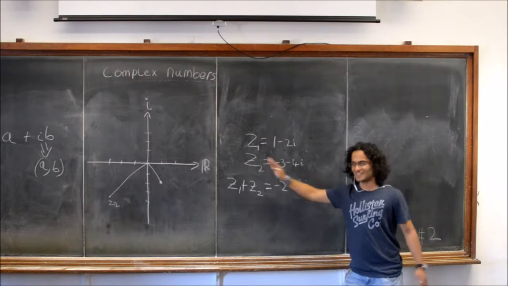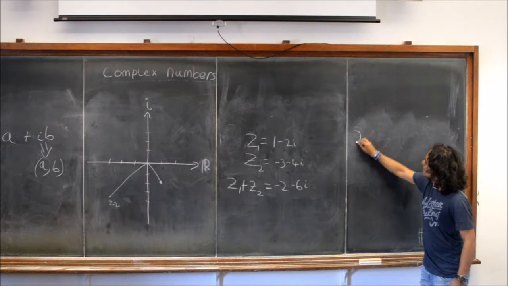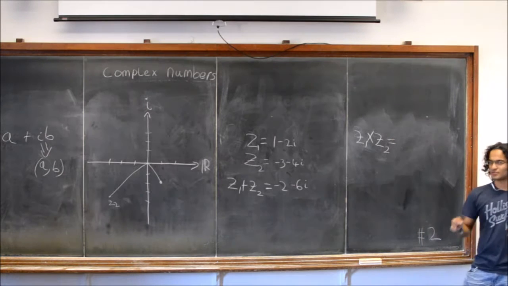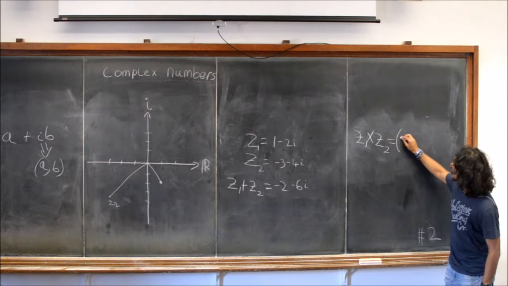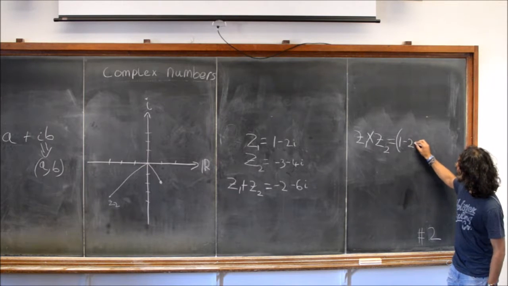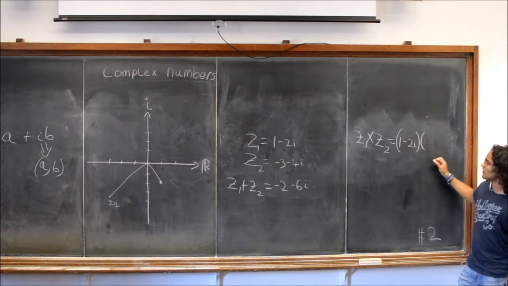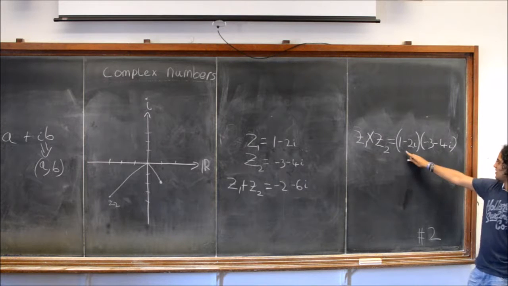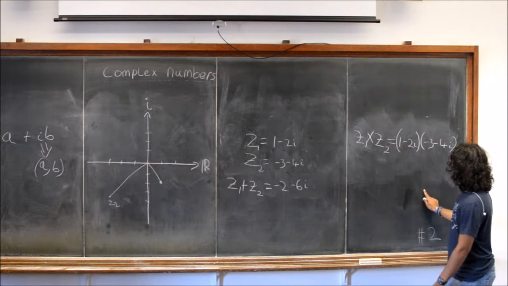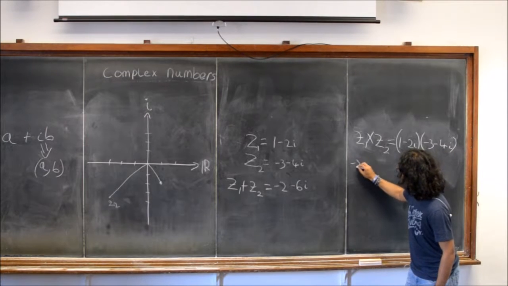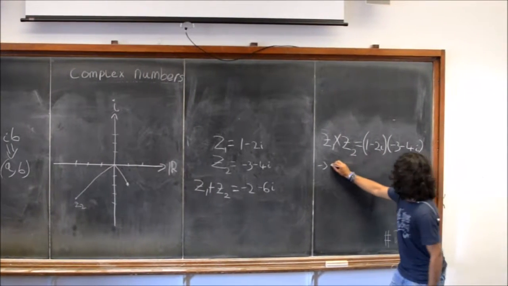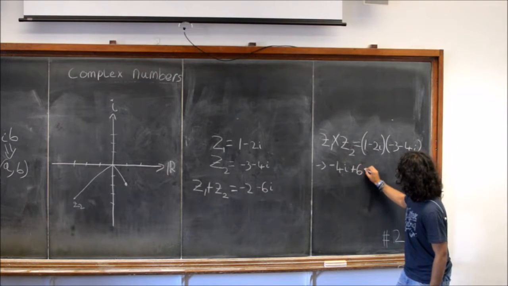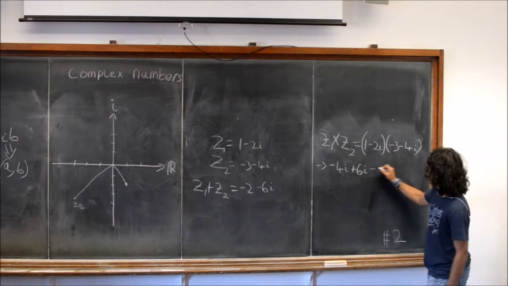Now let's multiply the two complex numbers, z1 and z2. We can't do it like we do with vectors. We have to do it slightly differently. We take our first complex number, z1, put it in brackets, and multiply it by our second complex number, also in brackets, kind of like a binomial expansion. So we multiply these two together and we get minus 3. These two together, we get minus 4i. These two together, we get plus 6i. And these two, we get minus 8.